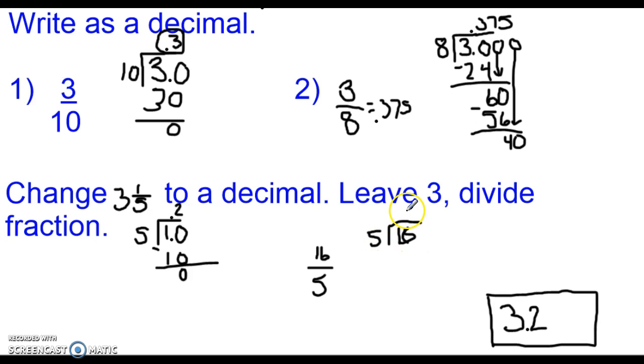5 goes into 16 3 times. 3 times 5 equals 15. You subtract, you get a 1. You can't bring down a 0 because there's no decimal, so you need to add a decimal and a 0. And then you say 5 goes into 10 2 times, 3.2. So you can see either way, whether you turn it into an improper fraction first or you leave your whole number part and then just do your fraction part, you'll still get the same answer both times.